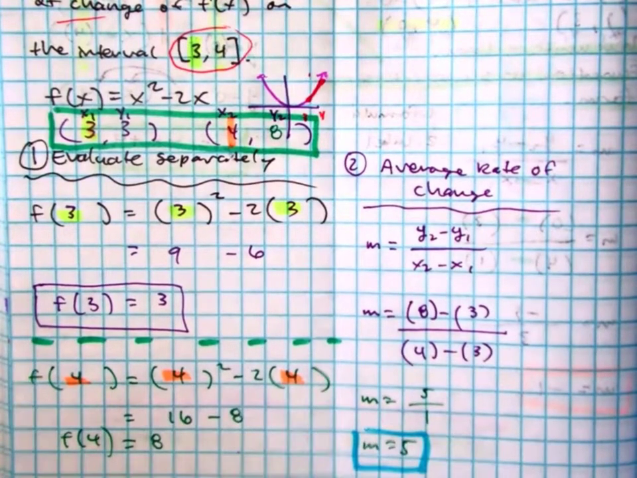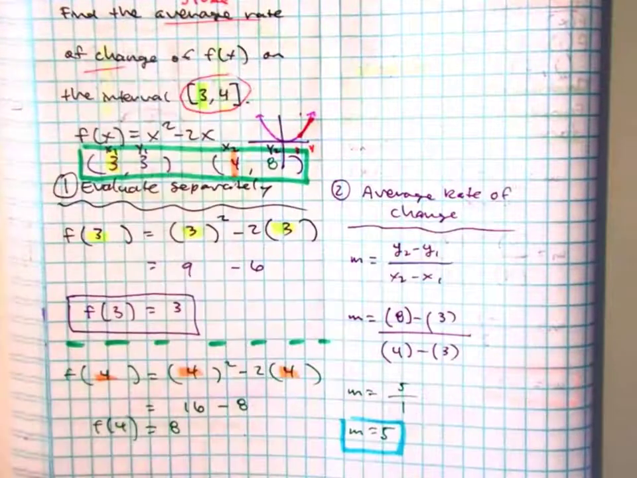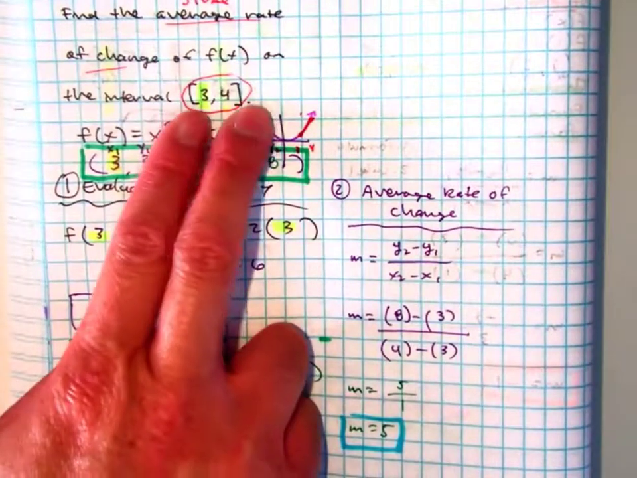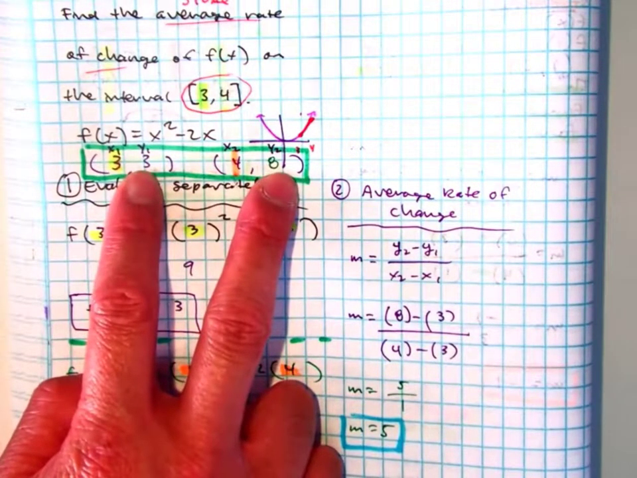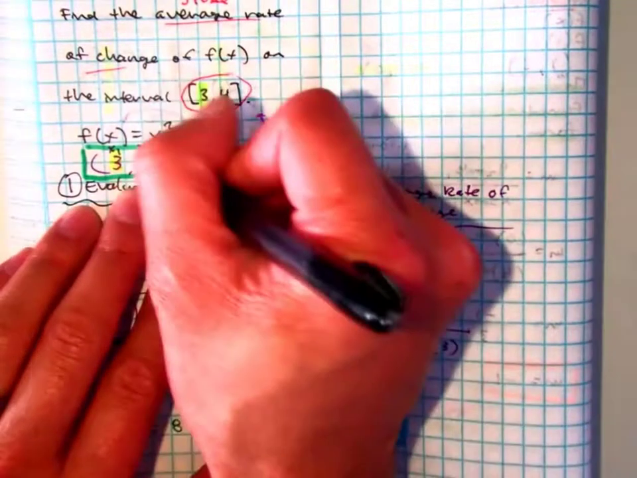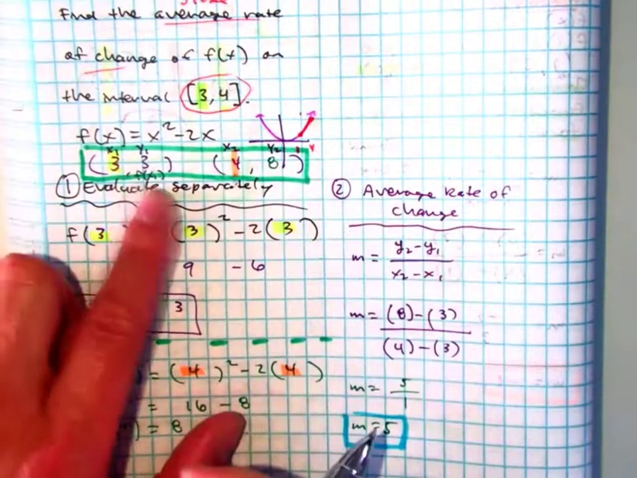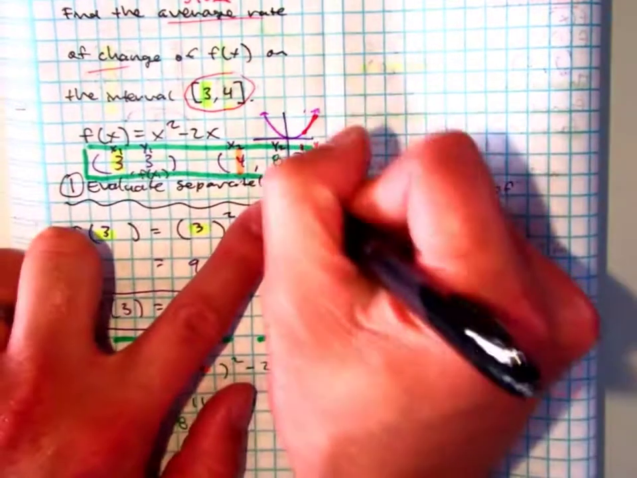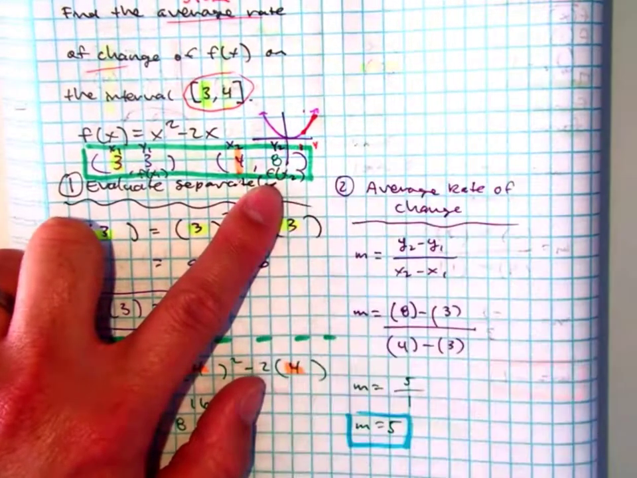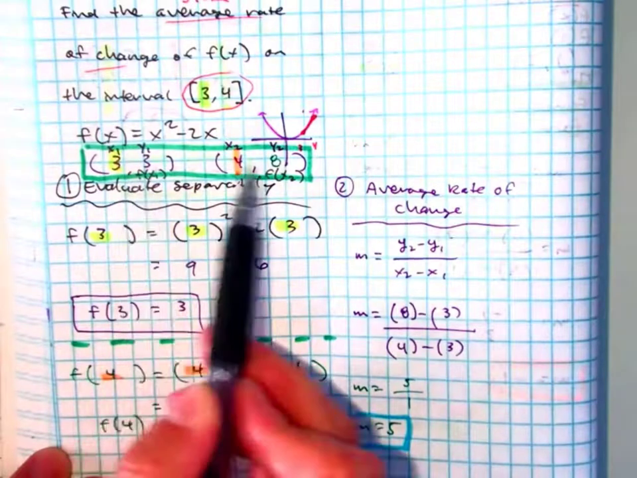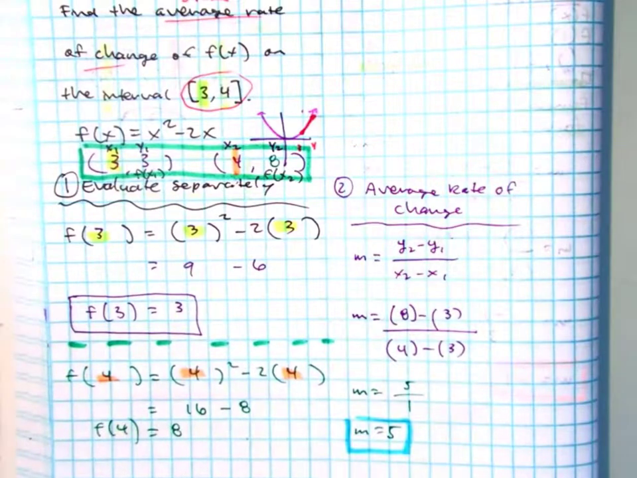So to review, to find the average rate of change, I'm looking in between 2 points. They've given me an interval, and I need to evaluate them separately to get your y values. Remember, a fancy way of writing this is f of x1. That basically is just a fancy way of saying the y value after you put in your x value. Same thing over here, that'd be called f of x2. And then once you get your 2 ordered pairs, you can just find the average rate of change using the slope formula, and we got 5 as our answer.